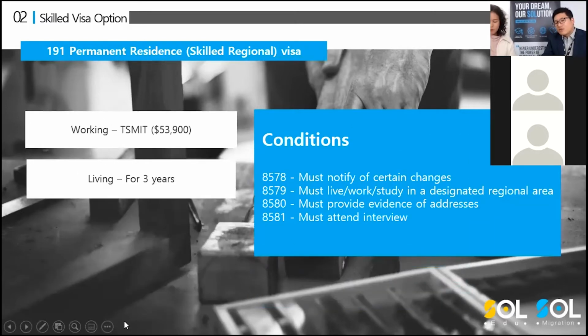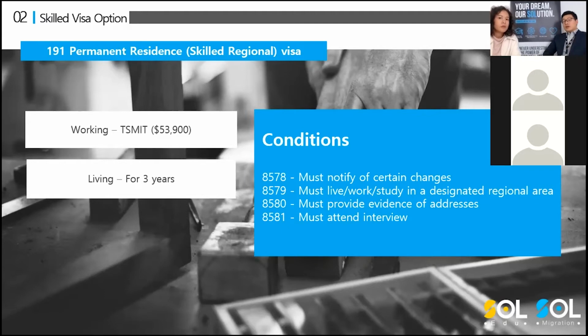Again, I want to emphasize: once you get a 491 visa, you can move on to the 191 permanent visa. But you should think about the two basic requirements. One, you must work in a regional area and produce a taxable income of at least 53,900 Australian dollars. And two, you must live in a regional area for 3 years.